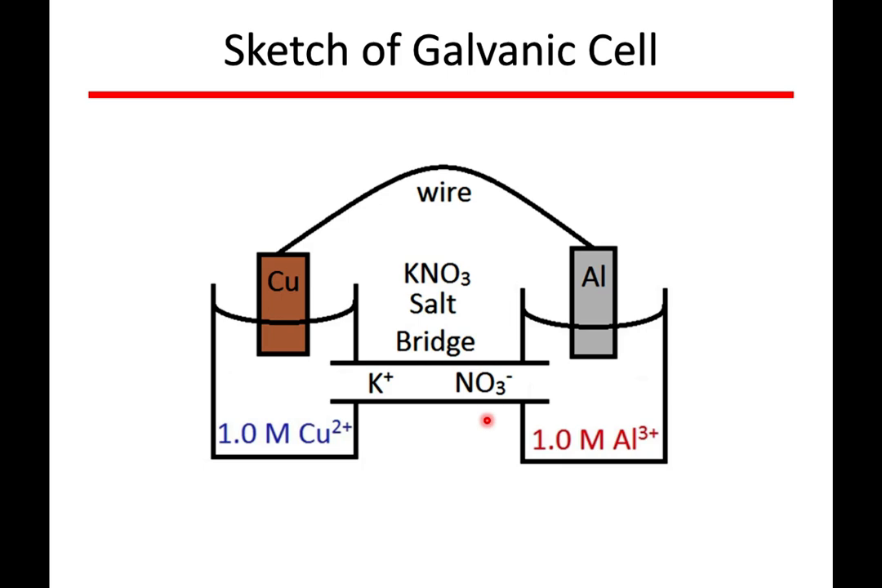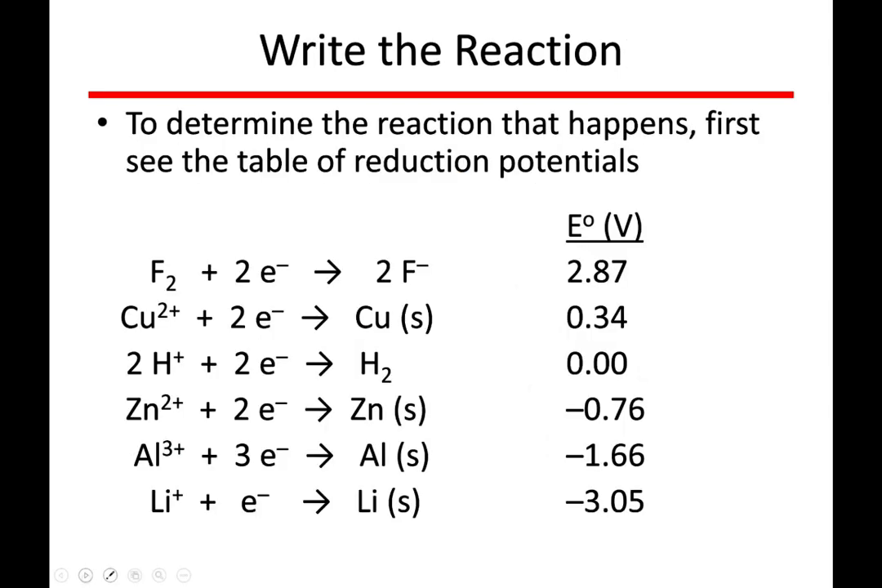Now let's talk about how we can write reactions and how we can figure out what it is that's being oxidized and what it is that's being reduced in the redox reaction that occurs here. To do that, you're going to have to look at this thing called the table of standard reduction potentials. This table contains a series of reduction half reactions, and next to each of them is listed what the reduction potential is, or that is what the half cell potential would be.